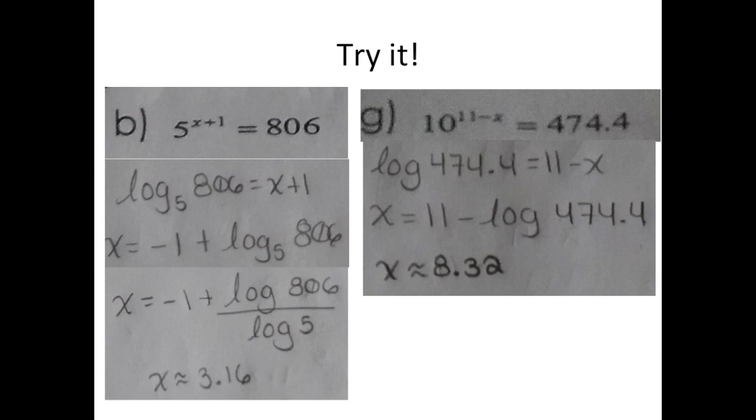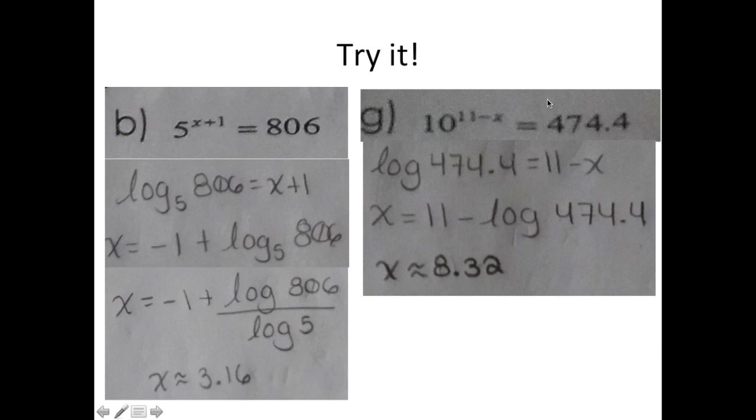At letter B, 5 to the x plus 1 is equal to 806. Change this exponent into a logarithm first, so you would have log base 5 of 806 is equal to x plus 1. This one is adding, I take it to the other side subtracting. Now this logarithm has a base 5, so I need to change it into a base 10 or a base e. So I'm going to change it into a base 10 by doing log of 806 over log of 5. You put it in the calculator, you subtract a 1, and you get approximately 3.16.